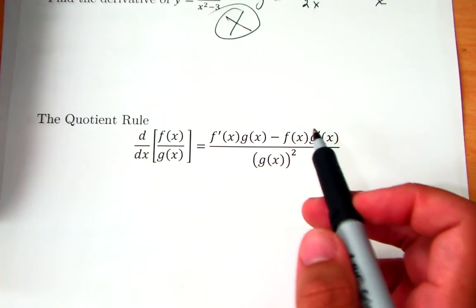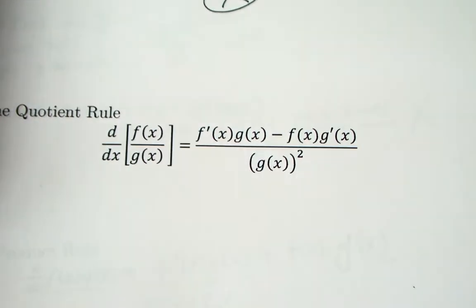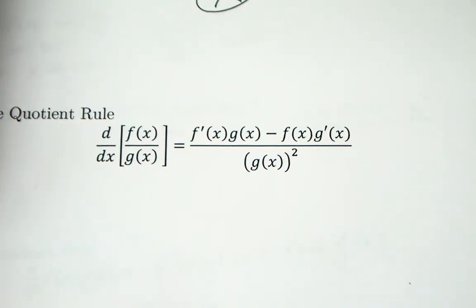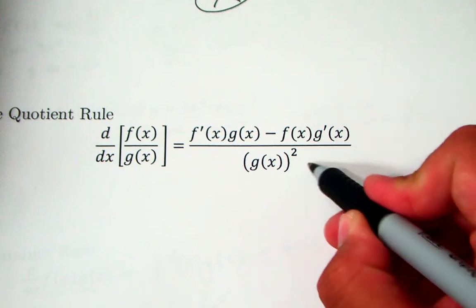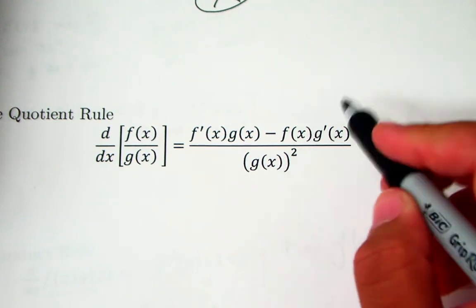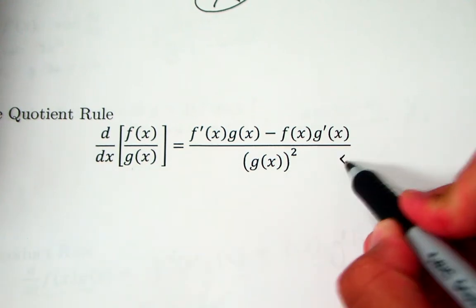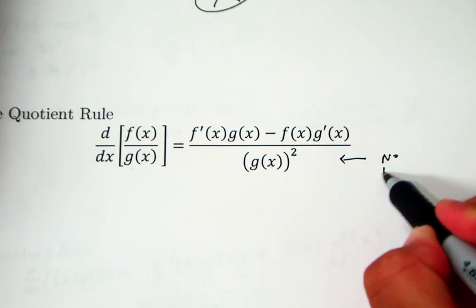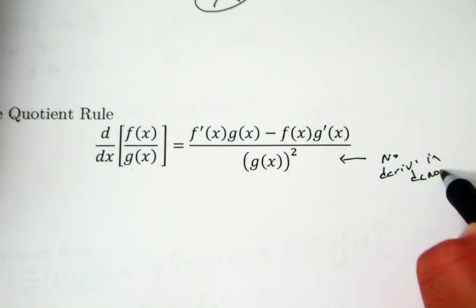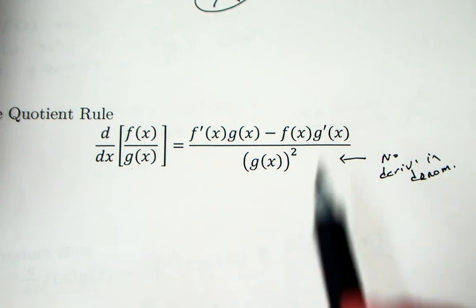It looks quite beastly, and it's tricky to remember, but I want to give you a couple of ways to remember it in terms of its pattern. First, notice that there's no calculus in the bottom here. There's no derivative, there's no prime, there's no dg dx. It's just the plain old bottom squared, right? So, just a little note here. No derivative in the denominator, right? It was g of x, now it's g of x squared.